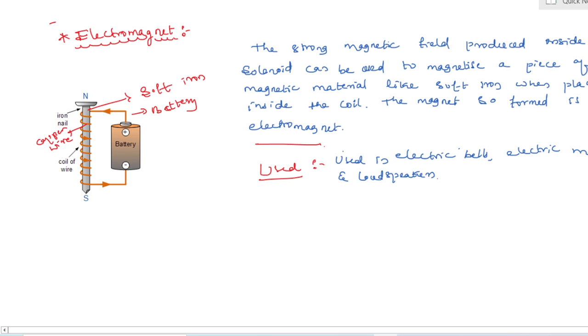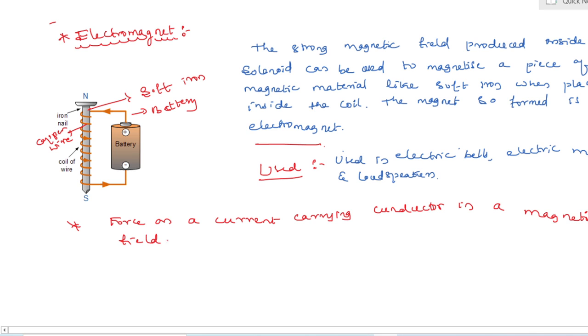Yes, let us see the force on a current carrying conductor in a magnetic field.